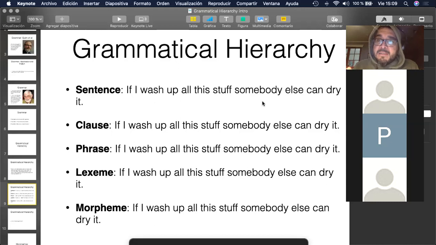It is a hierarchy because one of these units is encountered inside of the one above. So, for example, morpheme is the smallest unit of meaning and form, and one or more morphemes together will create a lexeme, which is what you call word. Then one lexeme or a group of lexemes will create a phrase. One or a group of phrases will create a clause, one or a group of clauses will create a sentence. So in the end, the idea is this.